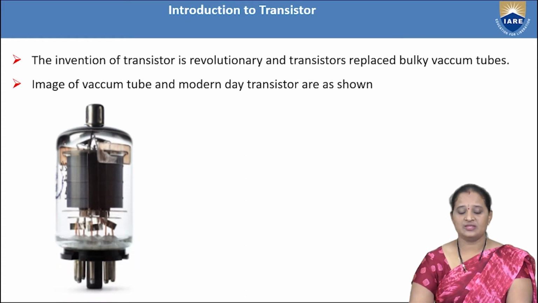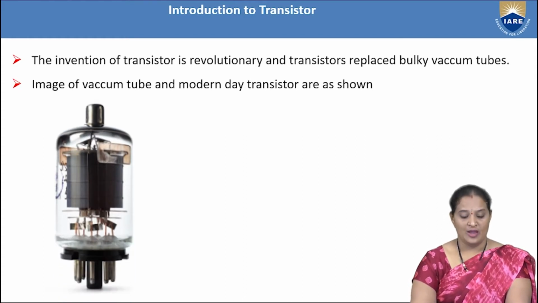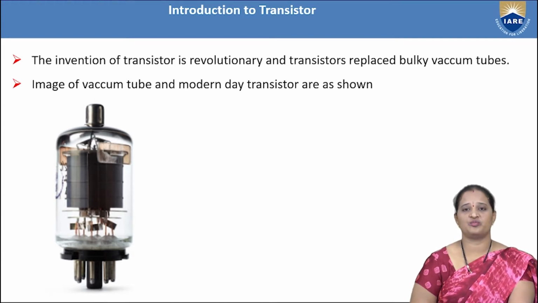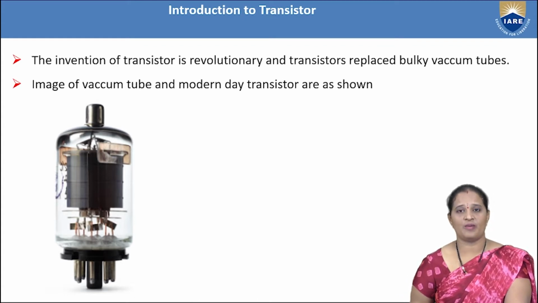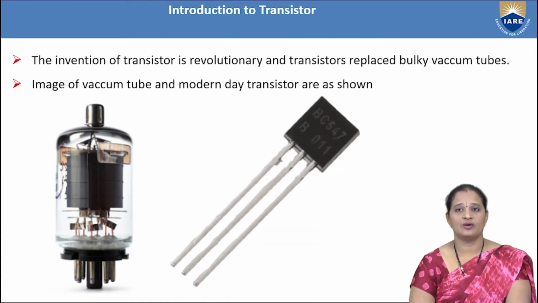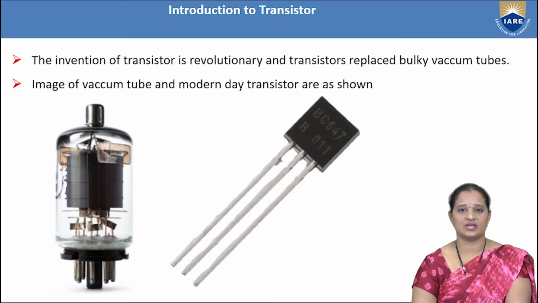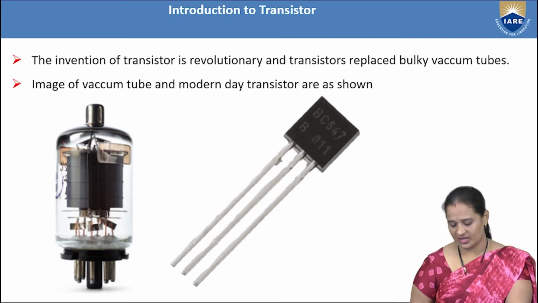And this is the image of the basic vacuum tube. It was very bulky, that means the size of this vacuum tube was very huge, and due to that drawback, the team invented the modern transistor, which is this one. This is the modern transistor, a 3-terminal device. If you compare the size of this vacuum tube with the transistor, the transistor is much smaller in size.